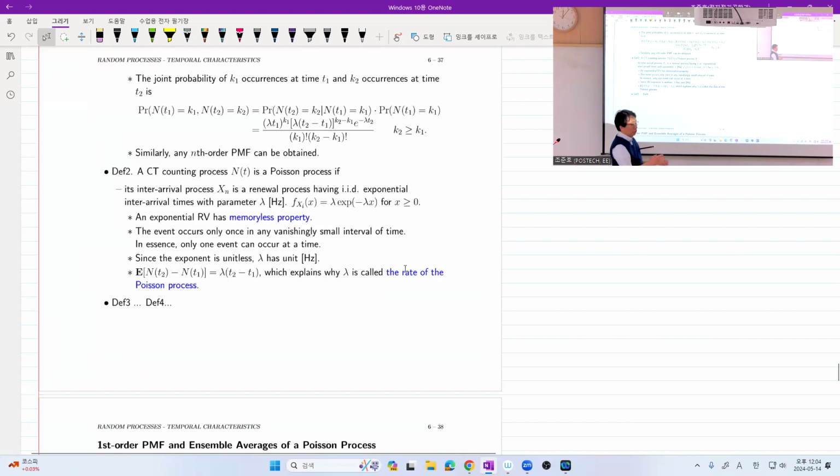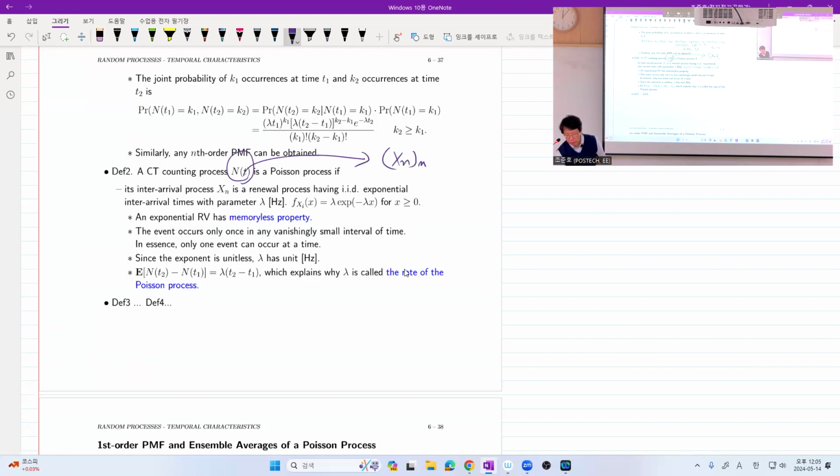Now, there's another definition in terms of the inter-arrival process. Given N(t), you have the inter-arrival process X_n, which is a discrete time continuous random process. We have something like this. This is t, and X1, X2, X3, and so on. This X means arrival time: first arrival time, second arrival time, third arrival time. Got it? So here your N(t) is 0, then a sudden jump to 1, a sudden jump to 2, a jump to 3, something like that.